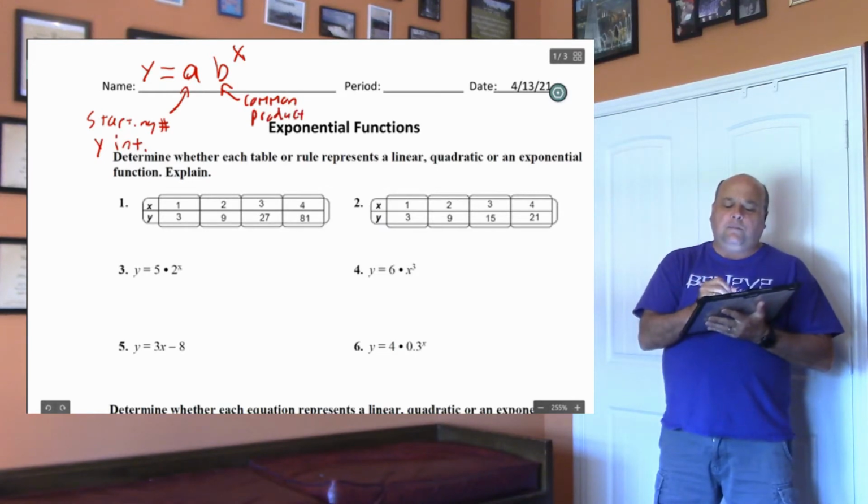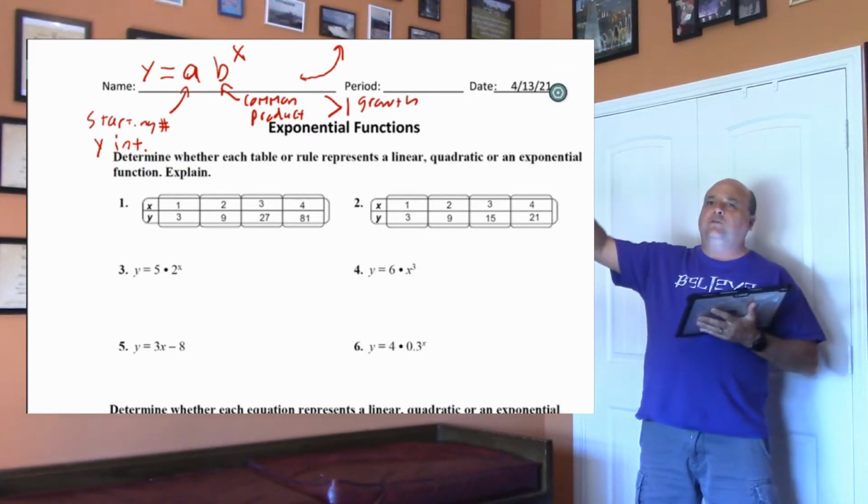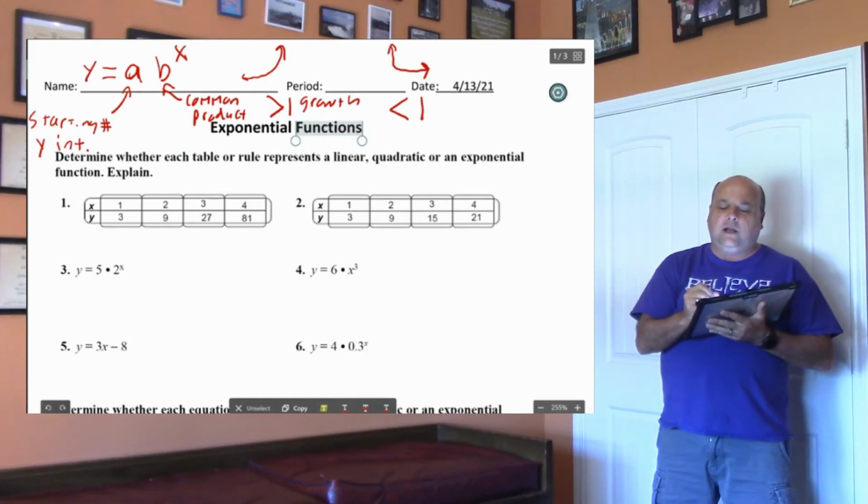And remember, if the b is greater than 1, the graph looks like this and it had growth, remember? So if the b was greater than 1, if the common product was greater than 1, the graph went up. If the b was less than 1, the graph went down and it was called decay.